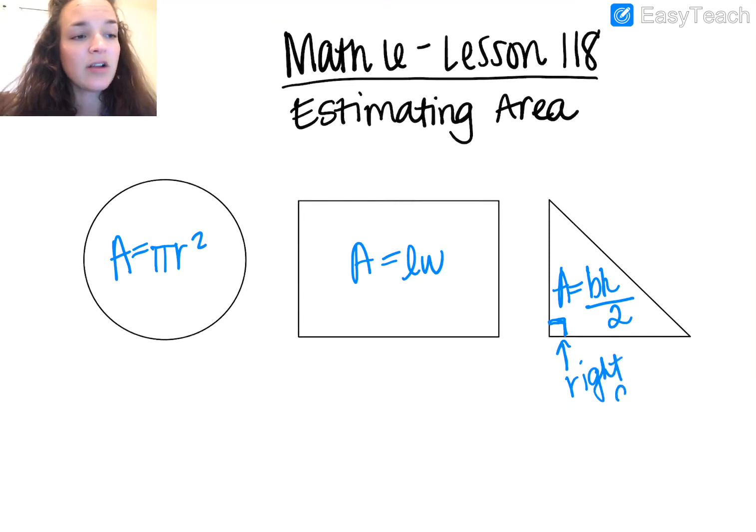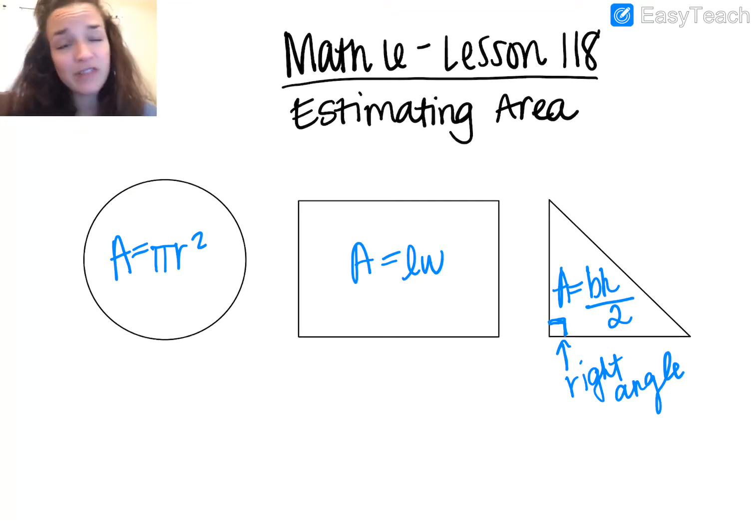So just a little area review, because actually we're not going to use any of these formulas today because we're not finding exact area today. We are just estimating area. So today what we're going to look at is what happens when we're given a shape that's not regular, that's not one of these regular figures. How do we find the area then?